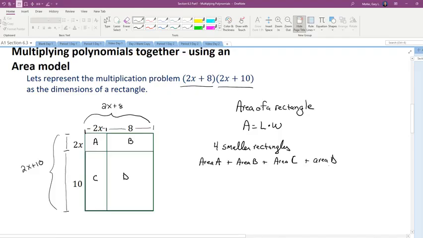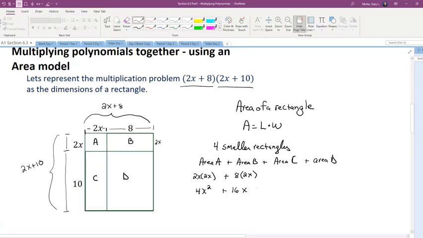So what is the area of A? Well, it's just a rectangle individually, so we're going to stick with our length times width for each rectangle. So the area of A is simply going to be 2x times 2x, or 4x squared. The area of B is going to be, now what are the dimensions of B? Well, it's 8 across the top, and then it's still just 2x across the side. So plus 8 times 2x, or 16x.